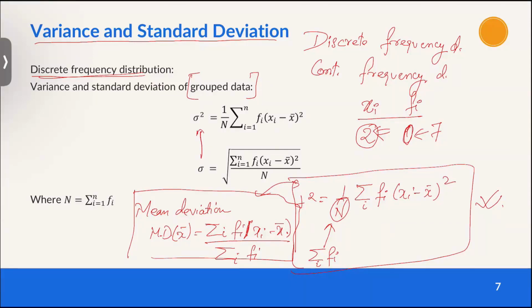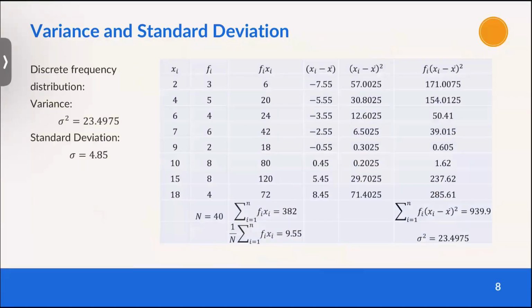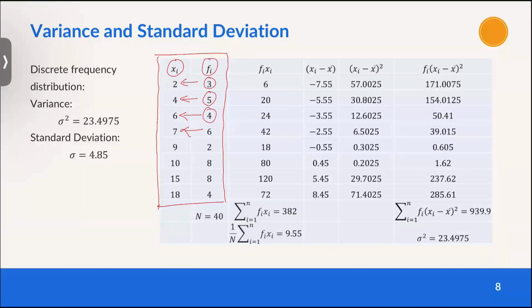Now we'll see one example. This is an example of a discrete frequency distribution. So this value will be known in the question. We will be given xi values and the fi values. So what does it say? It says 2 has been observed 3 times, 4 has been observed 5 times, 6 has been observed 4 times, 7 has been observed 6 times. So this is the frequency and this is the data point itself. Okay.